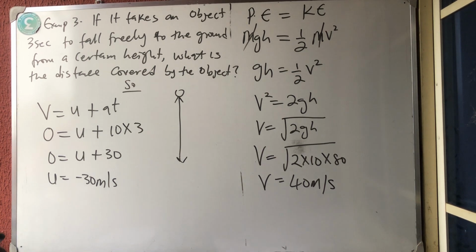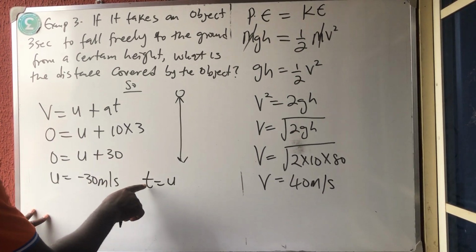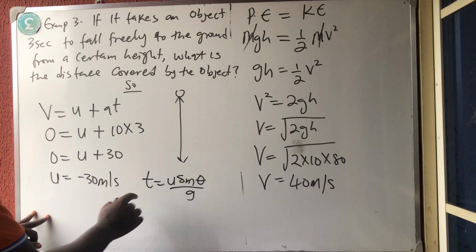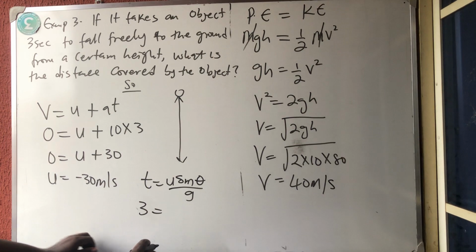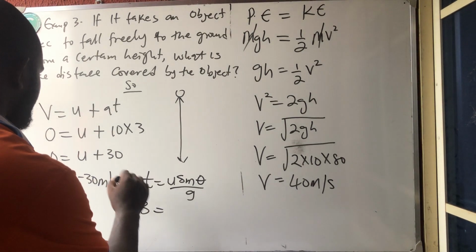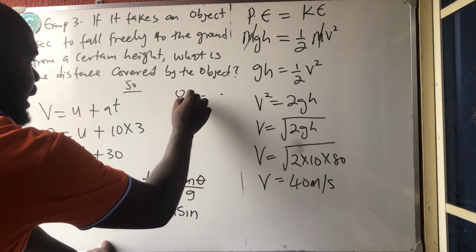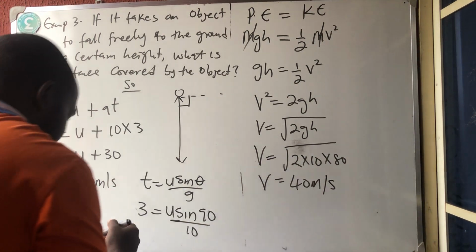Okay, let me see what is being solved here. They use the formula for time to reach the maximum height. t is equal to u sine theta over g. My t now is 3, so 3 is equal to u sine theta, the angle there is 90, don't forget, with the horizontal. So sine 90 all over 10.